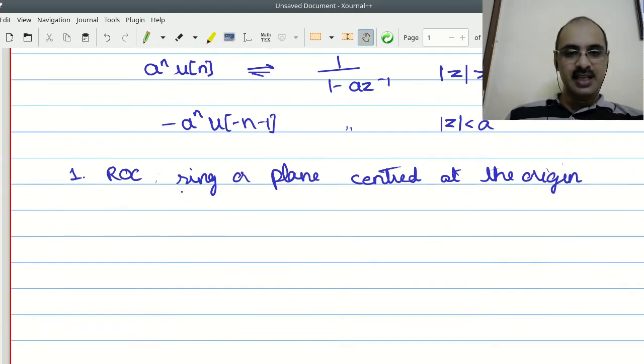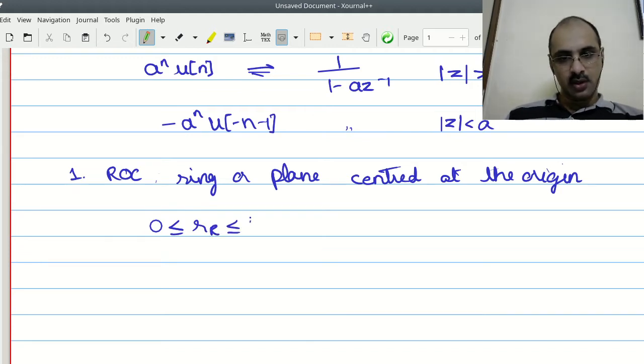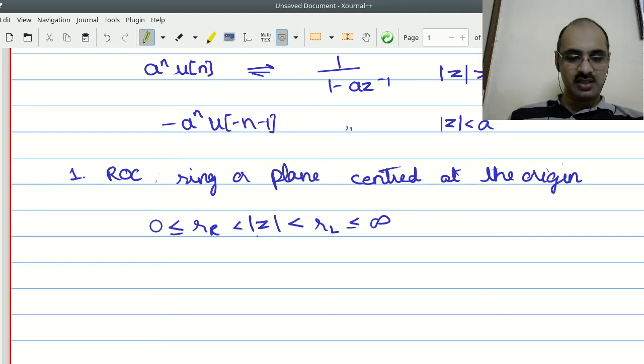Okay, this basically means that the ROC is always of the form 0 less than or equal to RR less than mod z. Sorry, this should be strictly less than, sorry. Less than RL less than or equal to infinity, which means that this RR can be 0, RL can be infinity, but the mod z is always of the form mod z greater than something or mod z less than something, which can be infinity. Okay.